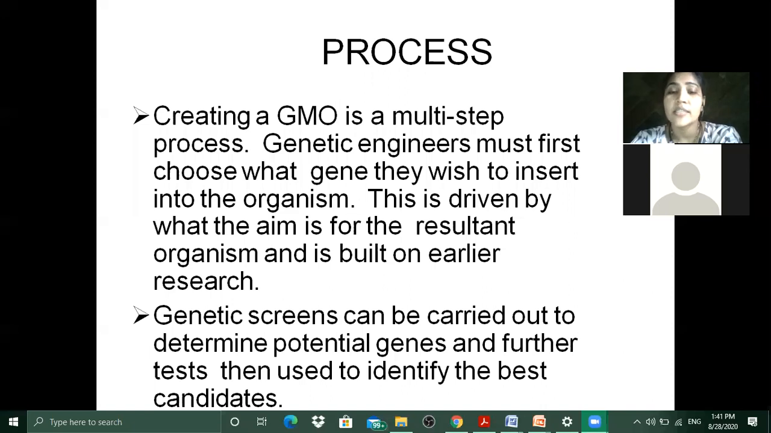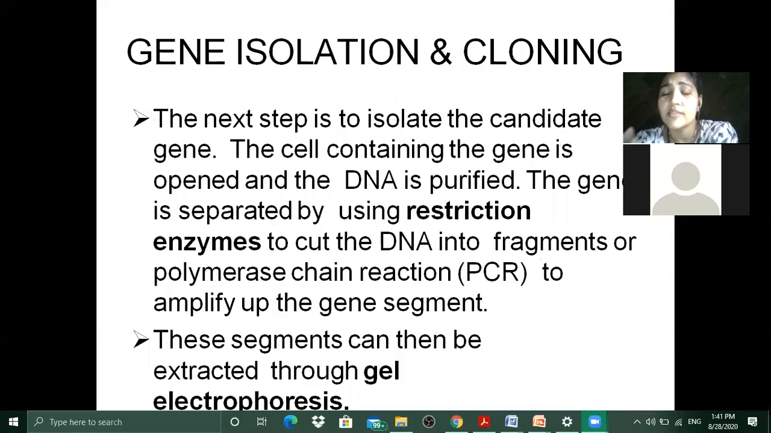Then genetic screens can be carried out to determine the potential genes, and further tests are then used to identify the best candidates. So you will be selecting the best gene as well, which one you would select in order to make the construct, or which kind of gene you will insert into that particular vector. That needs very high-throughput screening of multiple genes, where you will decide what kind of gene to select to insert into a vector to make a genetically modified organism.